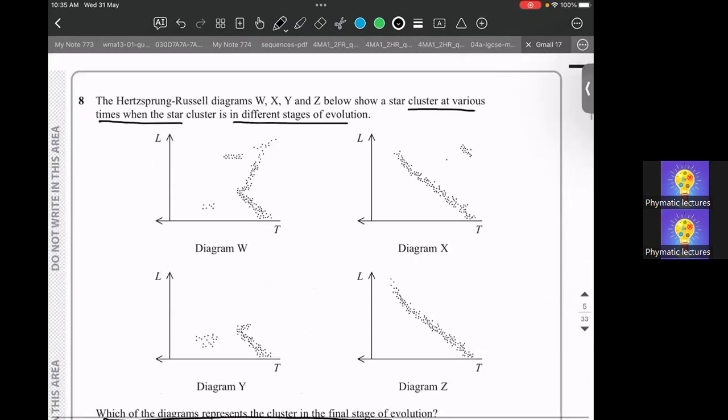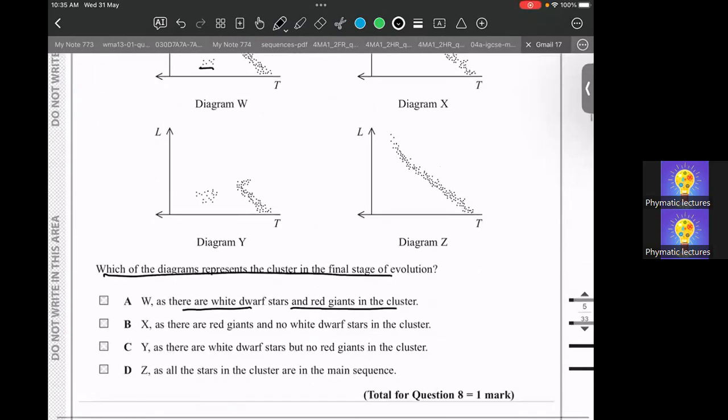So that means white dwarf and red giants are there. So in the final stage, yes, white dwarf is there. So there is a chance for option A, correct answer. Anyway, option B is wrong because there are red giants and no white dwarfs.